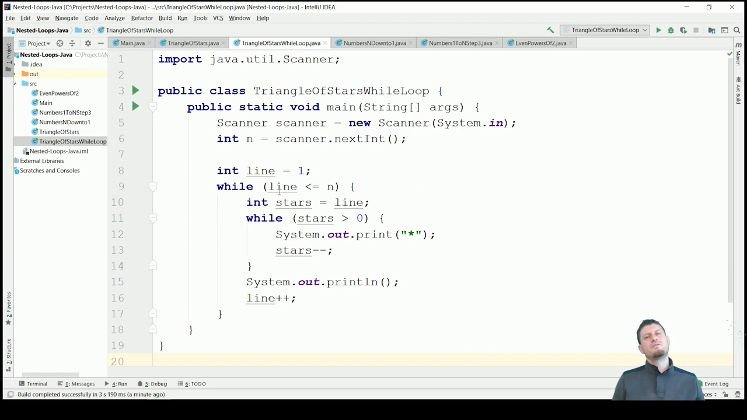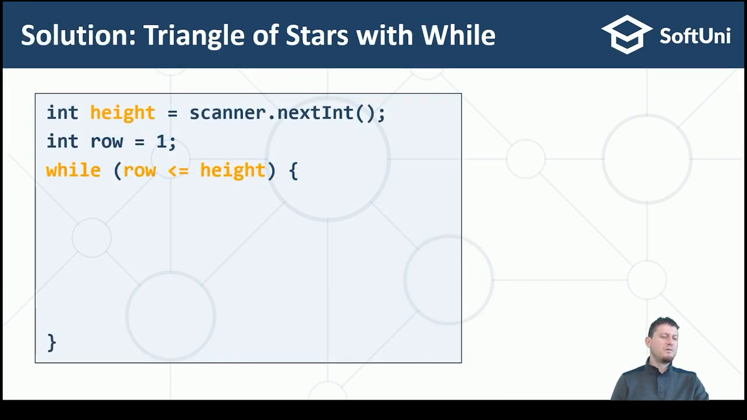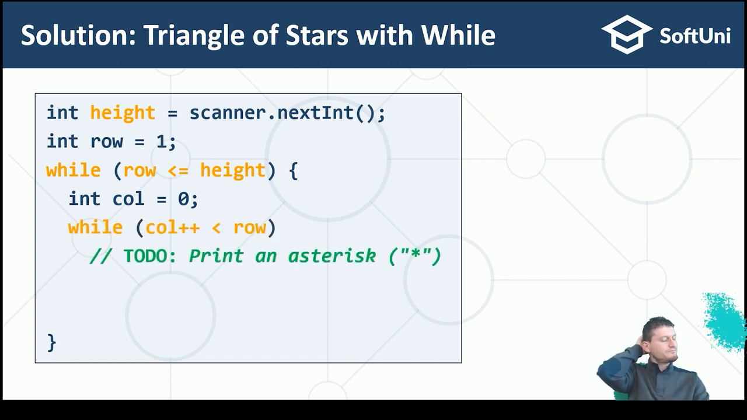It's not important whether these are for loops, while loops, or other loops. It's the same concept. This is an example. We read a variable called height, which means how many rows we have. We start from row 1 until row height: row 1, 2, 3, 4. We start from column 0 and we have this.